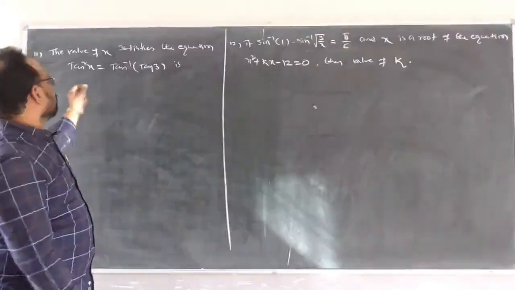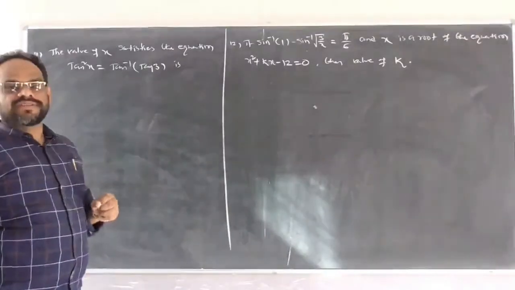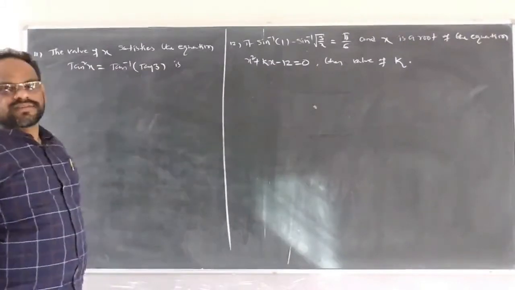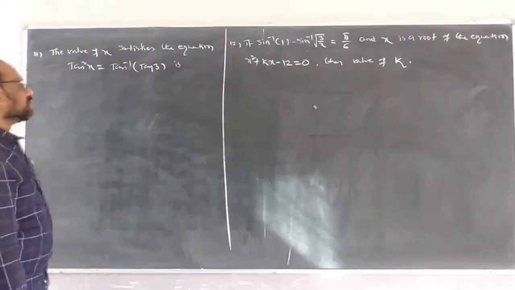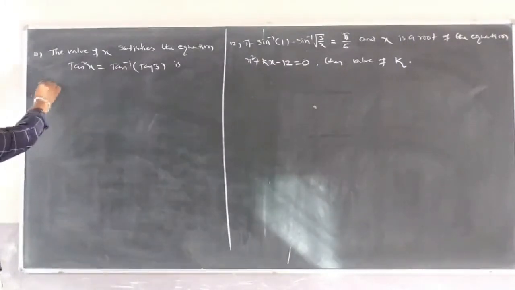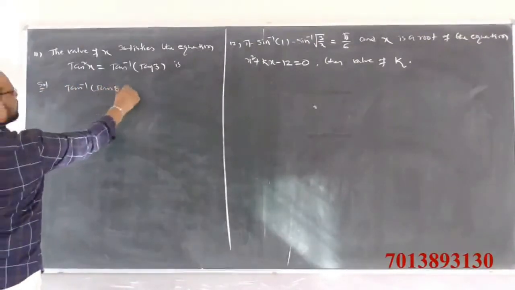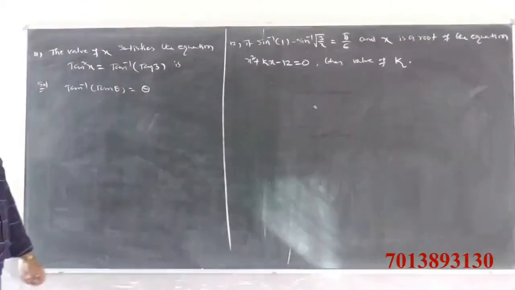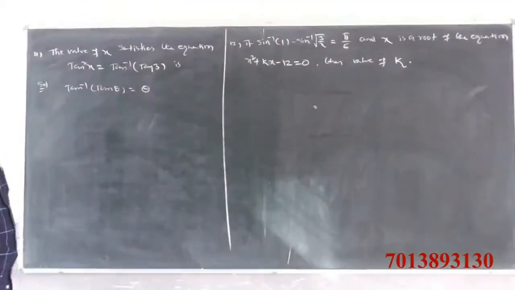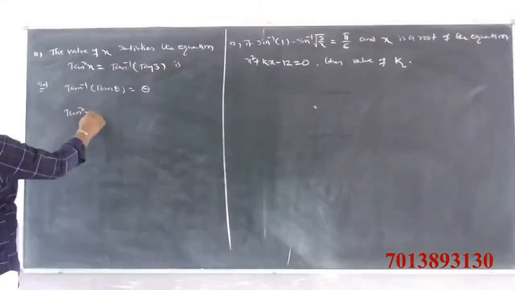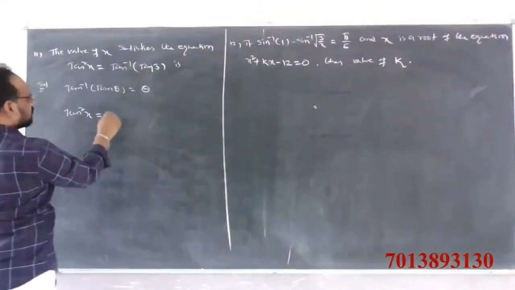Next one. The value of x satisfies the equation tan square x equals tan inverse of tan 3. Tan inverse of tan 3 is the solution. Already we know that tan inverse of tan theta is equal to theta. So we have tan square x equals tan inverse of tan 3, which means we get 3.